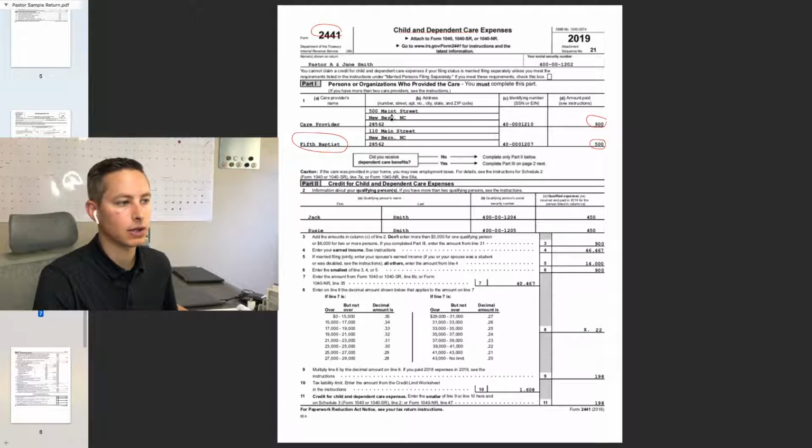Now, there's an additional $900 for this particular pastor and his wife that they paid to maybe an individual, a babysitter, or a child care location where they had their children so that they could both work.